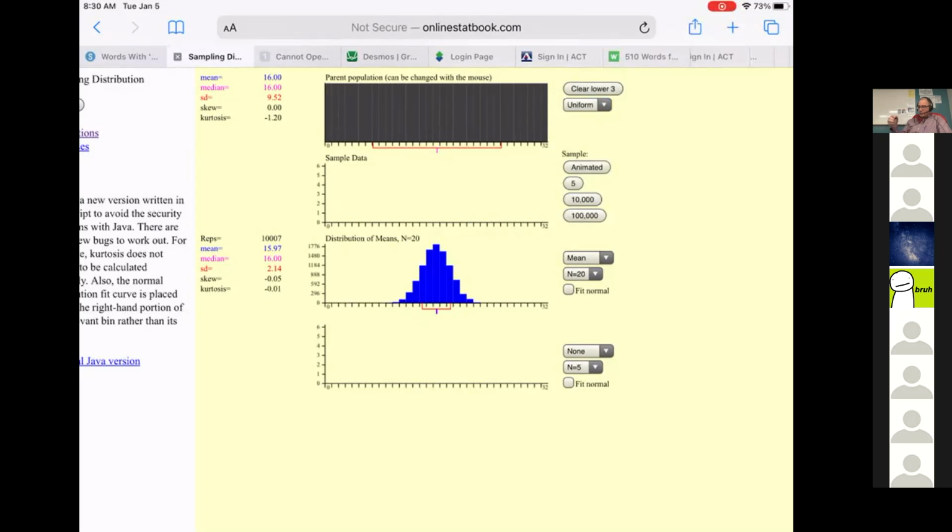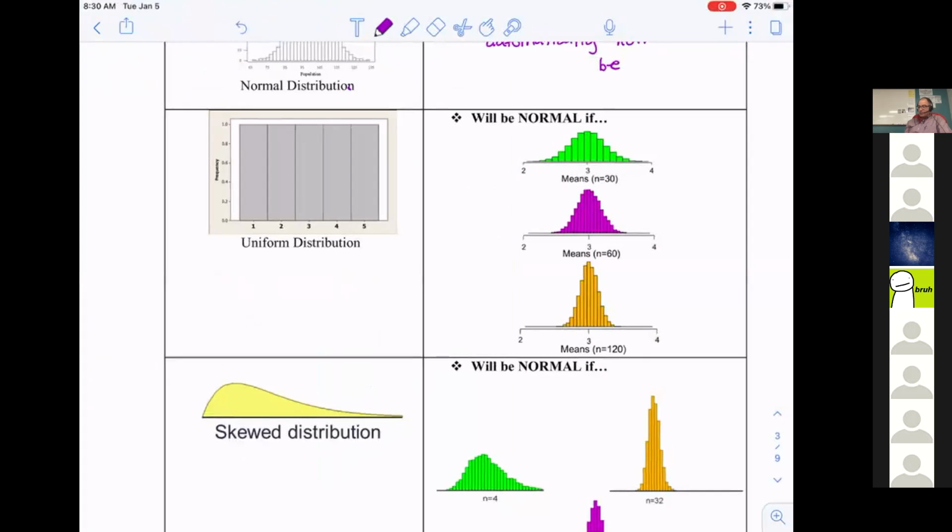I had a uniform distribution. So if I go back to my notes here, that's what we're talking about. I had a uniform distribution. But if I come over here and take samples of size 30, I'm going to have a distribution that looks like this. If I have sample size 60, I'm going to have a distribution that looks like this. If I up that to 120, my distribution now looks like this. So we can see the larger my sample gets, the smaller the variability is.